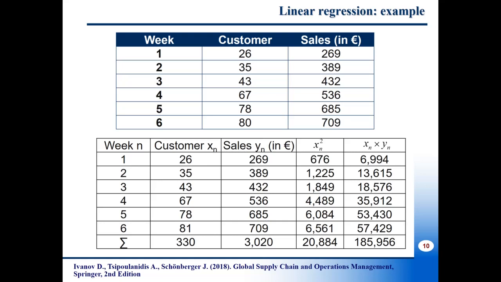We copy all information from the upper table and paste it into the lower table. The square values of the amount of transactions by customers are shown in the third column of the lower table. The multiplication of the amount of transactions by customers and the amount of sales by the customers is shown in the last column of the lower table. The end row of the lower table shows the sum of all values in each column.